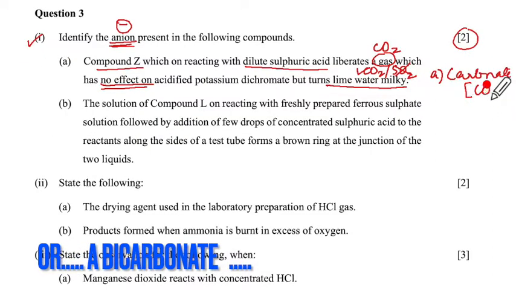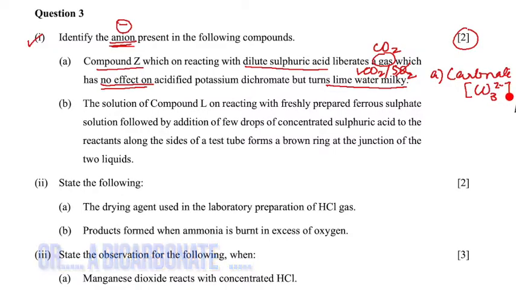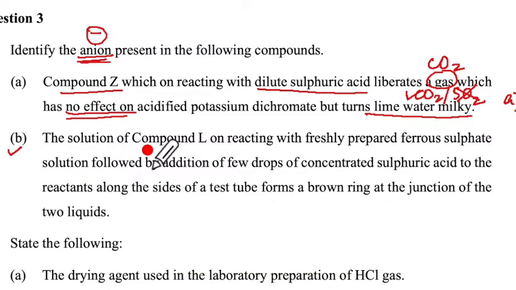And write into bracket CO3 2 minus. Let us come to RB.